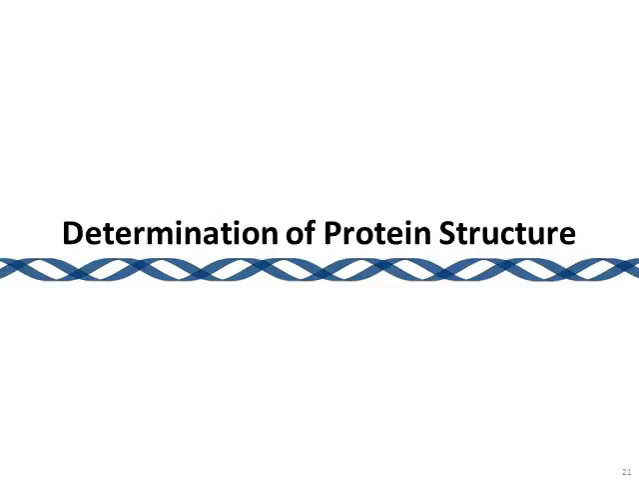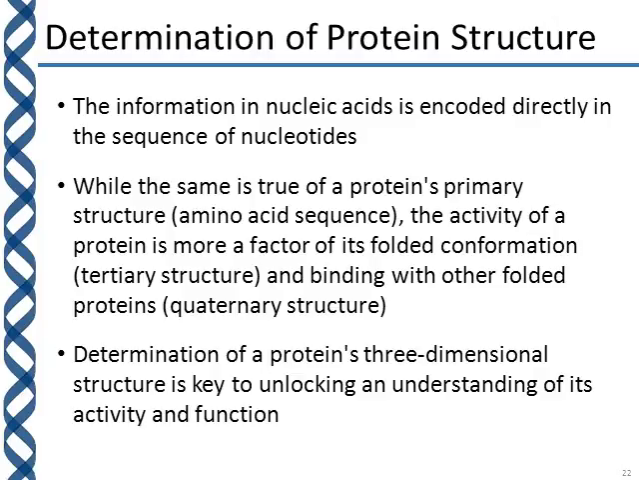So next we'll talk about the determination of protein structures. The information in nucleic acids is encoded directly in the sequence of the nucleotides. While the same is true of a protein's primary structure, that is, the amino acid sequence, the activity of a protein is more a factor of its folded conformation, that is, its tertiary structure, and binding with other folded proteins, its quaternary structure. Determination of a protein's three-dimensional structure is key to unlocking an understanding of its activity and function.